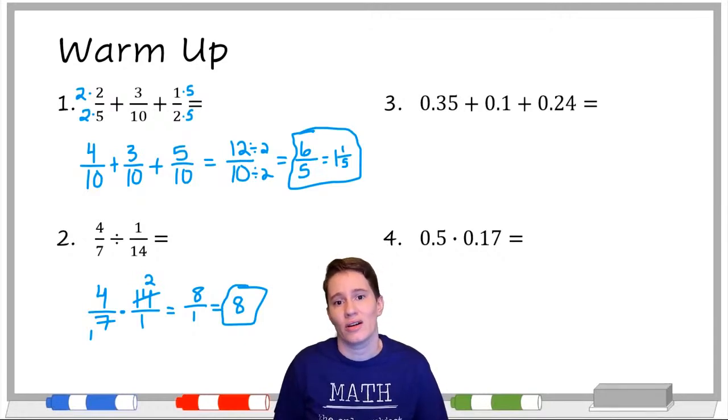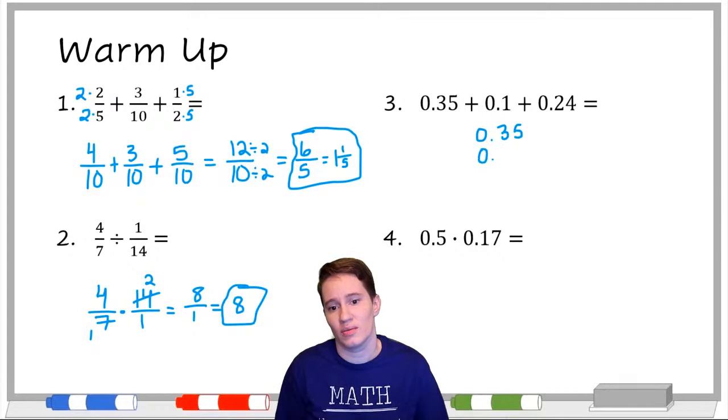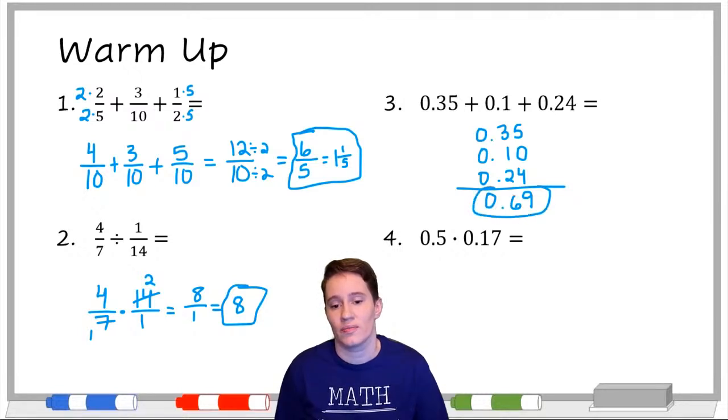How about if we are adding decimals together? So the important thing is to line up the decimal. So this is 0.1, we line up the decimal, and it might help us if we go ahead and put a 0 there at the end as a placeholder. And then we've got 0.24, and then we add in our columns. So 5 plus 0 plus 4 is 9, 3 plus 1 plus 2 is 6, so this is our answer.